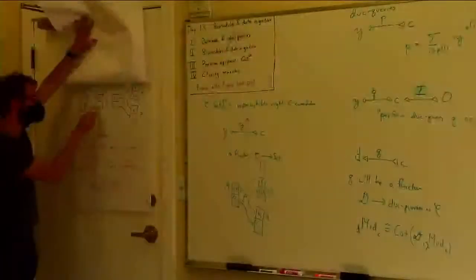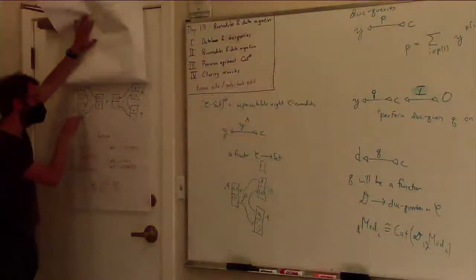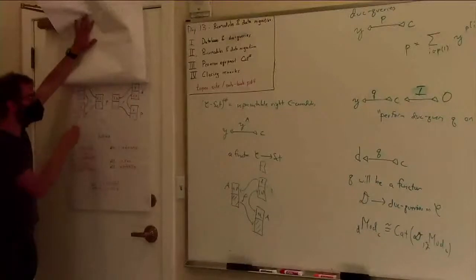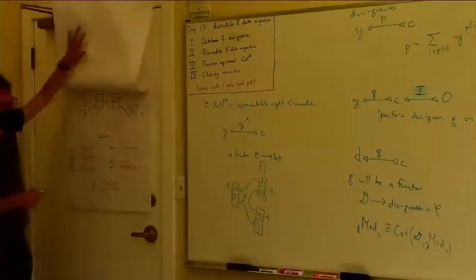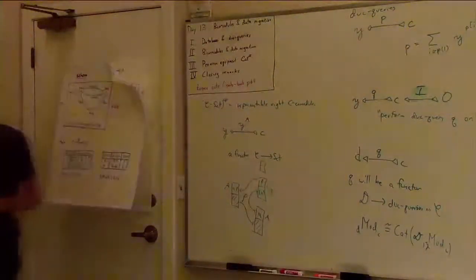We're going to just add up all the i's that map to this object of C, and this is going to tell us that that's functorial. Okay. So let me give an example of this.